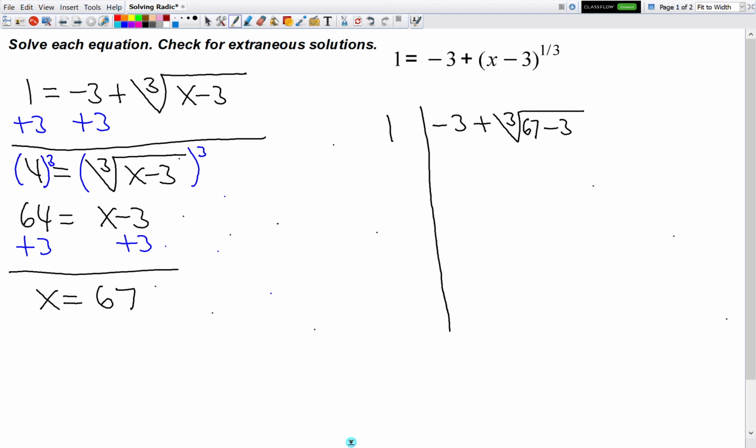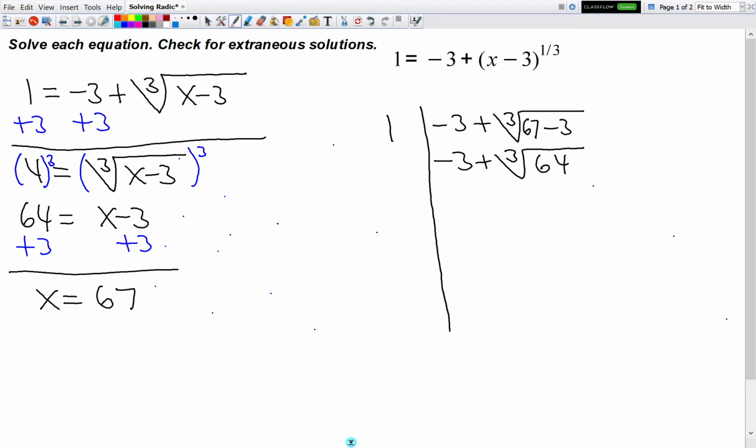So is there anything that I can do on the left side to make it simpler, or is 1 pretty much as small as it's going to get? Yeah, that's as small as it's going to get. So my 1 is just going to carry on all the way down throughout all my steps. So I'm just going to work on the right side. Let's just play with the numbers. So -3 plus cube root of 64.